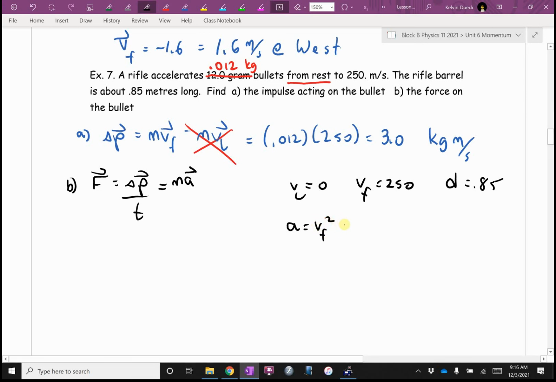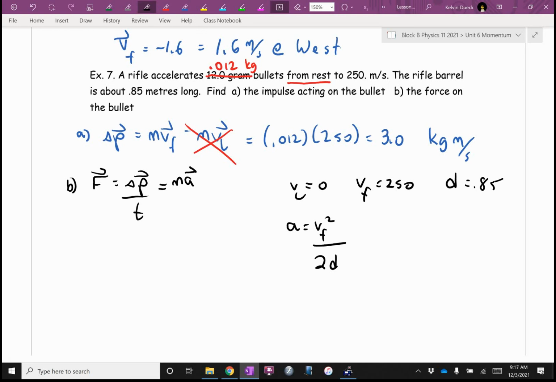Can you get the A by itself, please? What happened to the VI squared? It's 0. If you wanted to get the time by itself, I think you're using the second equation, the one with the brackets, because that's the one that has the D and the VI and the V. It's doable, but I would use this one. I would find A.